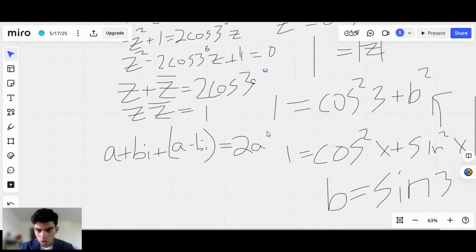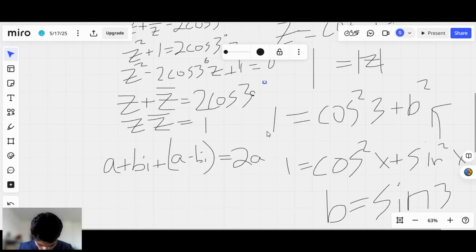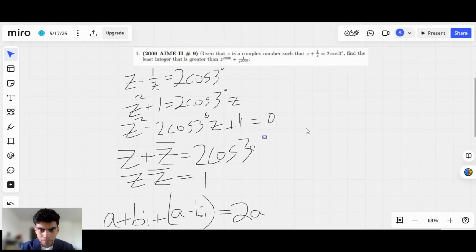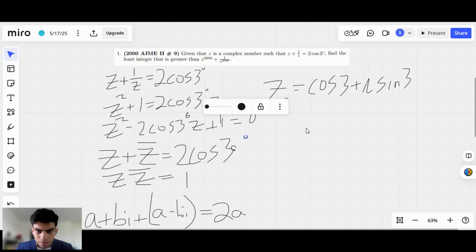I scrolled a bit too much, but let me just rewrite it since we know what z actually is. So we can rewrite the whole thing. Let me get rid of all of this stuff. And we'll say that z equals the cosine of 3 plus i sine 3. This is a standard form of a complex number, right?